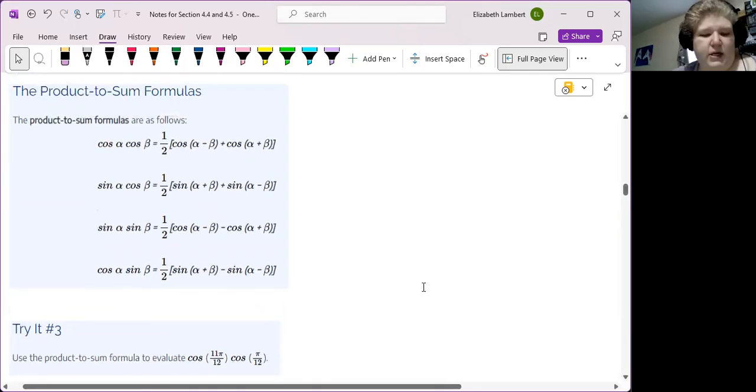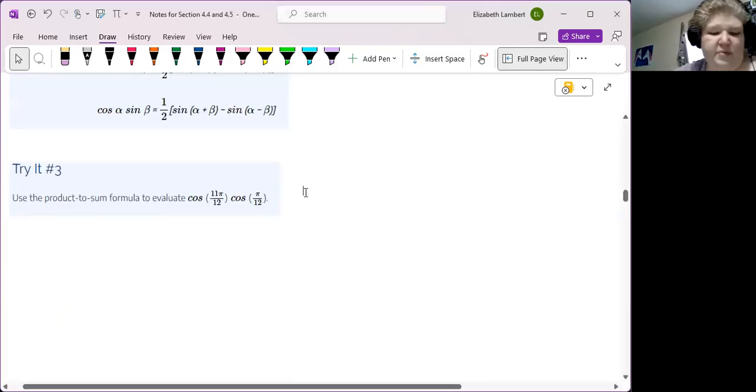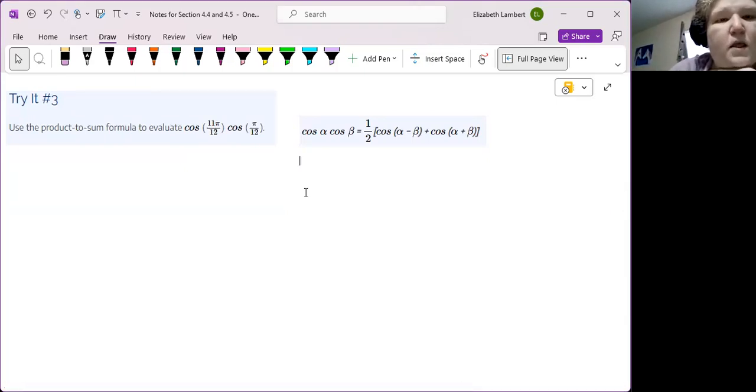So that's a cosine cosine. So I'm going to come up here, do a little screen clip, come down here, paste. There we go. Problem, formula. Now we plug it in. So there's our alpha, there's our beta.